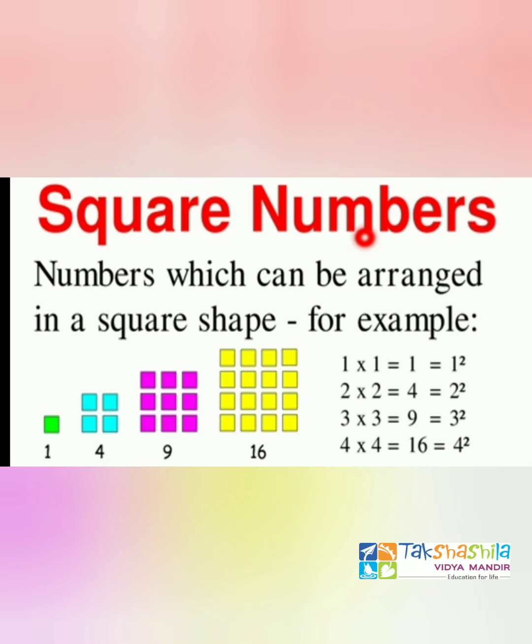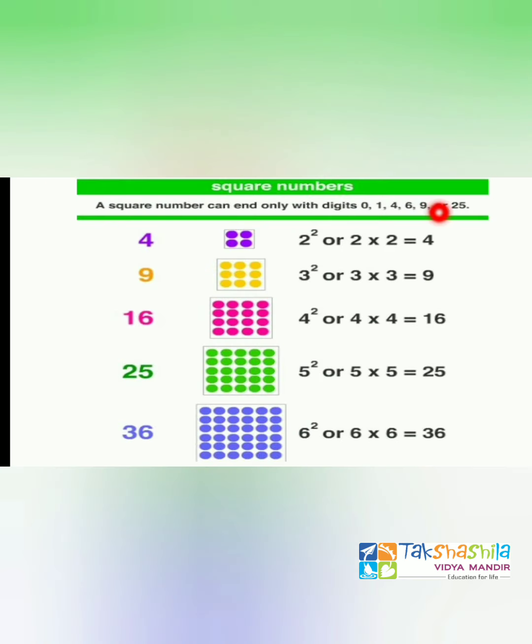So numbers which can be arranged in a square shape. For example, 1 square we get 1, then 2 square 4, then 3 square 9. So it forms a square shape. So it is called your square numbers. And 2 square 4, 3 square 9, 4 square 16. So if you multiply the number by itself, you will get a square number.